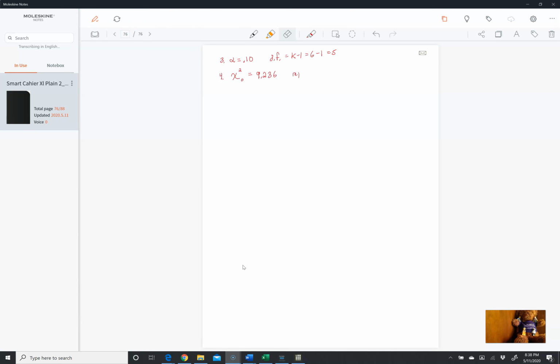So our rejection region is chi-squared is greater than 9.236. Now we get to the fun part. We calculate chi-squared. So again, notice I put it here every time. It's our observed minus our expected frequency squared over the expected frequency.